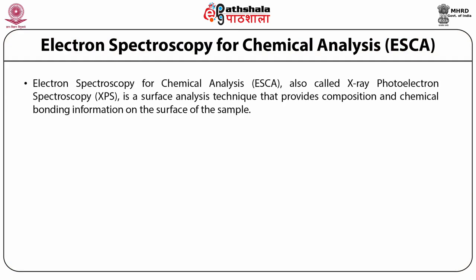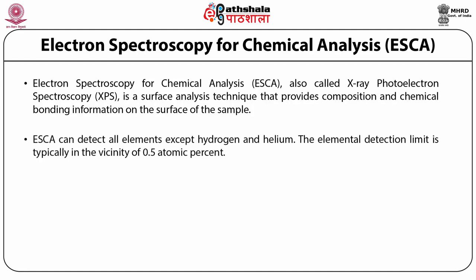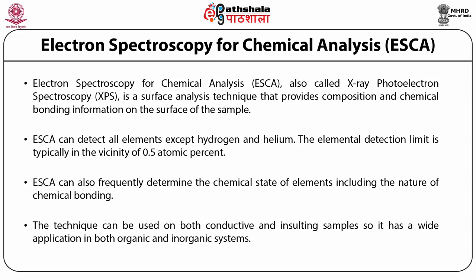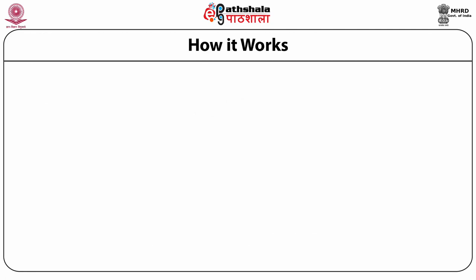Electron spectroscopy for chemical analysis, also called X-ray photoelectron spectroscopy, XPS, is a surface analysis technique that provides composition and chemical bonding information on the surface of the sample. ESCA can detect all elements except hydrogen and helium. The elemental detection limit is typically in the vicinity of 0.5 atomic percent. ESCA can also frequently determine the chemical state of elements, including the nature of chemical bonding. The technique can be used on both conductive and insulating samples, so it has a wide application in both organic and inorganic systems. How does it work?